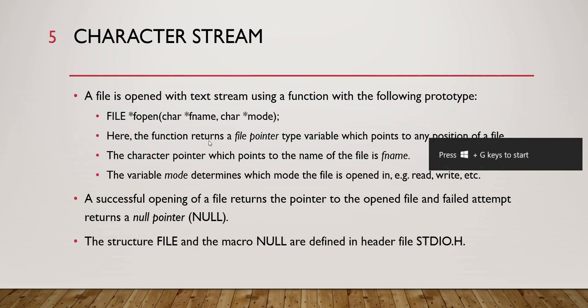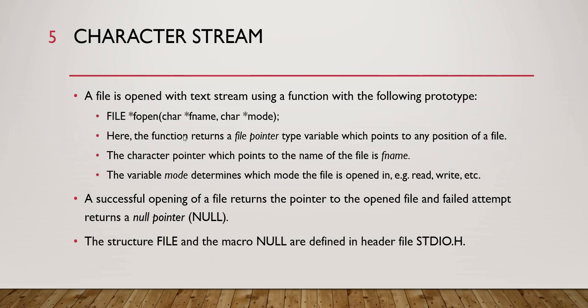So this is how you can open a file. A file is opened with a text stream using a function with the following prototype. Remember, this is about a text stream. FILE *fopen(fname, mode). Here fname is the name of the file; in the previous case it was file1 and file2, right? And this is the mode, which means in which mode we are going to open.